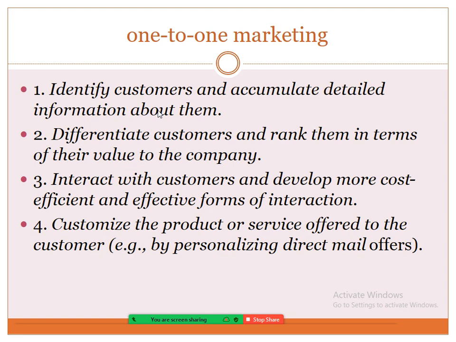company. Peppers and Rogers describe the four steps in one-to-one marketing as follows, shown in the figure or PPT. Identify, differentiate, interact, and customize. So, identify customers and accumulate detailed information about them. Next is differentiate customers and rank them in terms of their value to the company. Next is interact with the customers and develop more cost efficient and effective forms of interaction. Last is customize the product or service offered to the customer. Example, by personalizing direct mail offers.